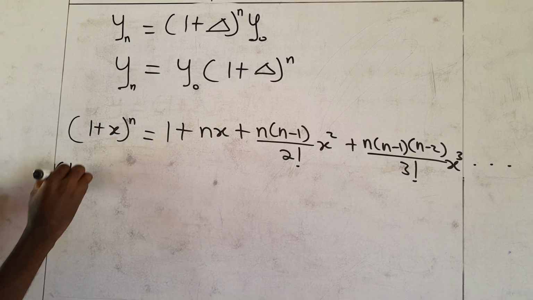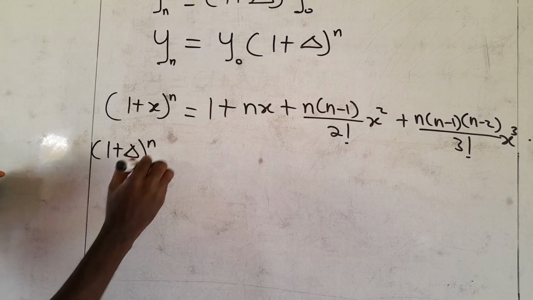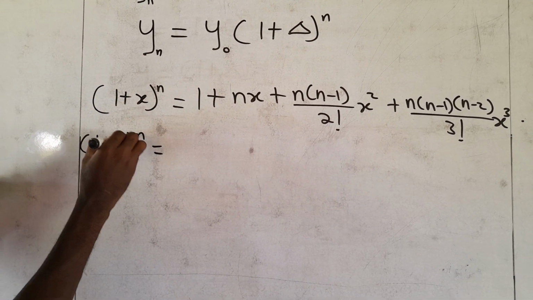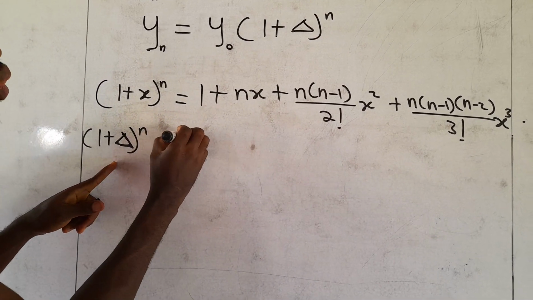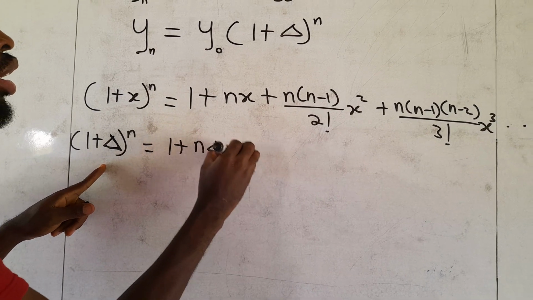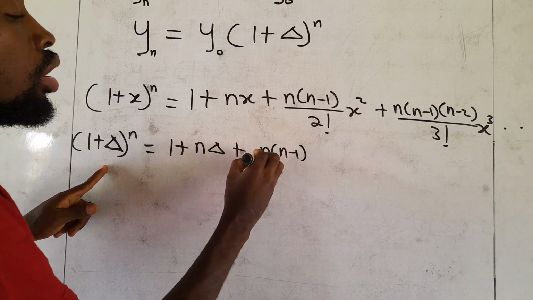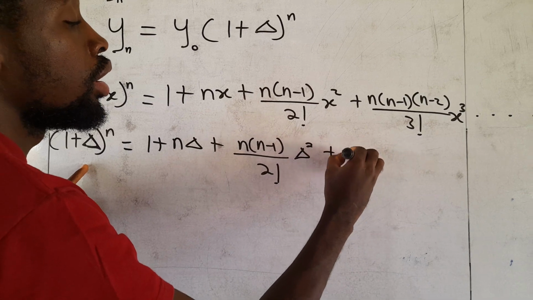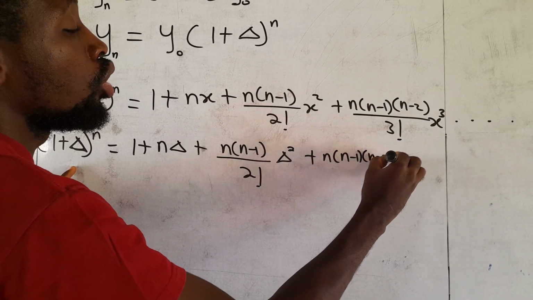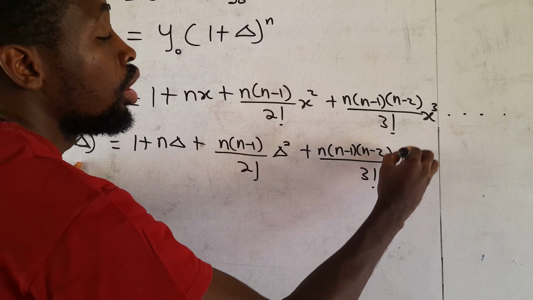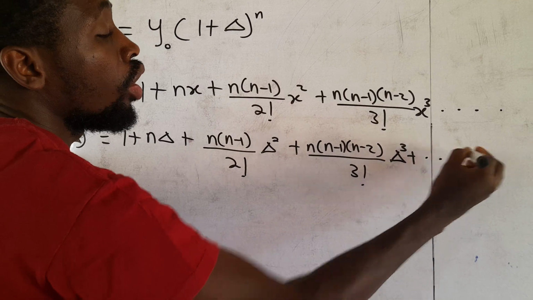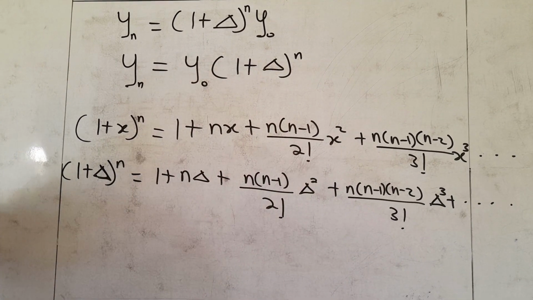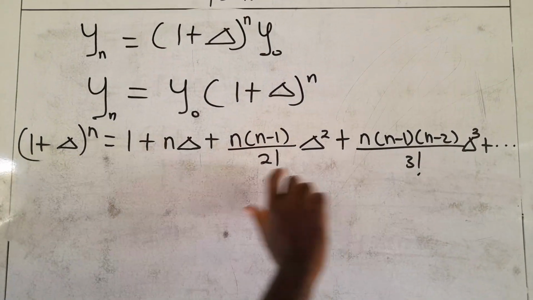So, when we have 1 plus delta exponent n, we can say the expansion of this, that is, in place of x, we substitute delta. So we can have 1 plus n delta, then plus n(n minus 1) over 2 factorial delta squared, then plus n(n minus 1)(n minus 2) all over 3 factorial delta cubed, and so on, in that order. Now we know the expansion of this. We substitute it in place of this and take it from there.